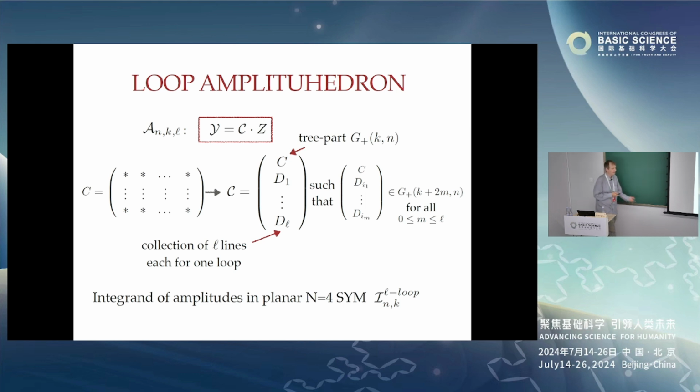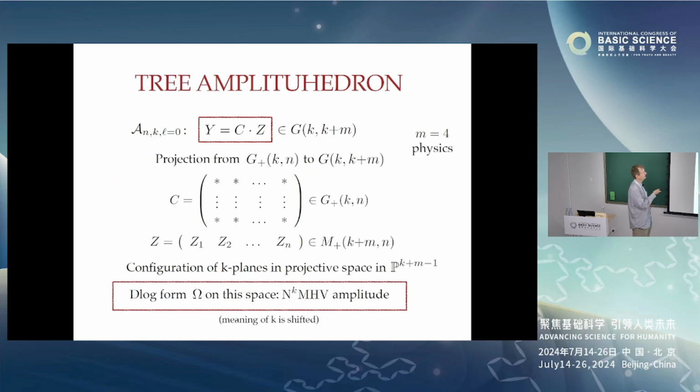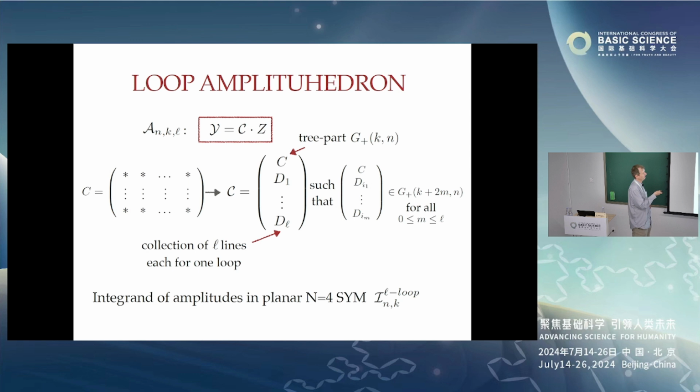So for the loop integrand, in addition to the three parts that we have here, we also have the loop part corresponding to loop momenta. They also enter this geometry, so they enter the geometric data, and represent the degrees of freedom in the loop momenta. And there are certain conditions, again, positivity conditions of matrix multiplication, which define the geometry.